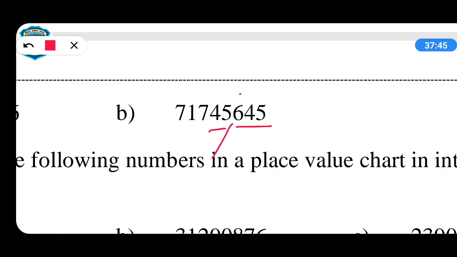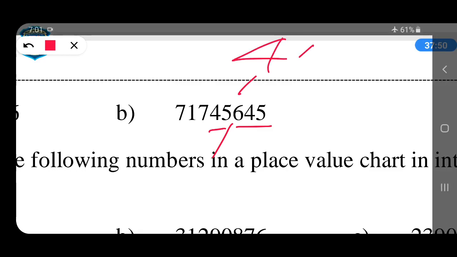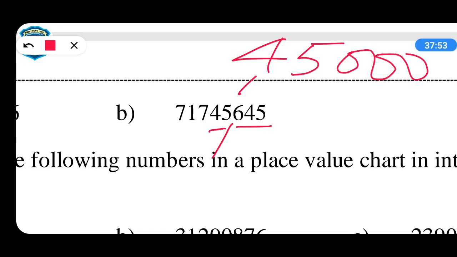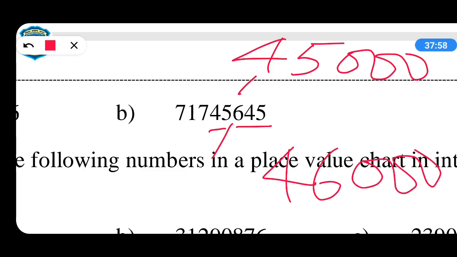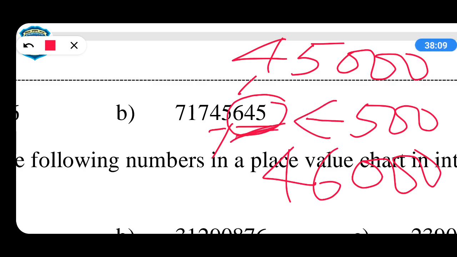45,645. So just write before this number which thousand will become. Will be 45,000, and what next number? It is 46,000. See the thousand number. So 645 will decide. Just find 500, the middle number. Now 645 is more than 500 or less than 500? Less than or more than? It is more than 500. So it will move to the next number. So it will become, instead of 45,000, it will become 46,000.